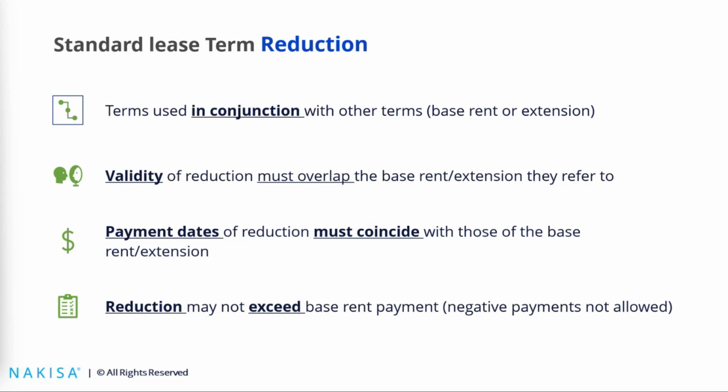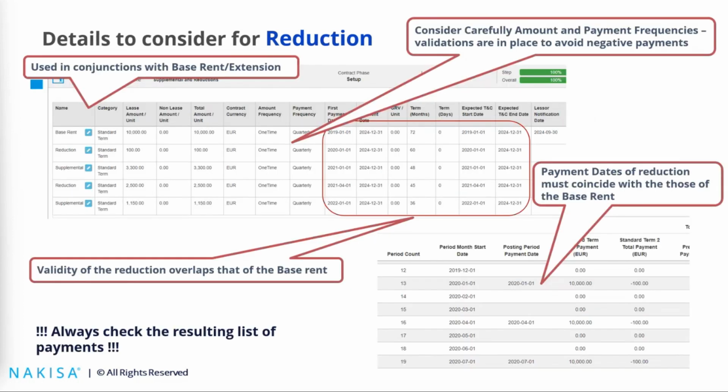Okay. The payment date of reduction should coincide with the actual payment, and the reduction term should not cause a negative payment amount. Now, things to consider for reduction term, as discussed earlier, we need to keep in mind the dates. It should be in conjunction with base rent or extension, and we need to make sure the payment frequency and amount frequency are correct so that there is no scope for negative payment to occur.